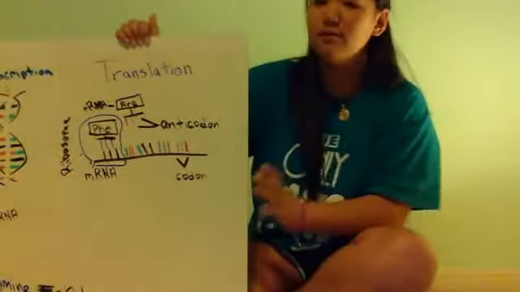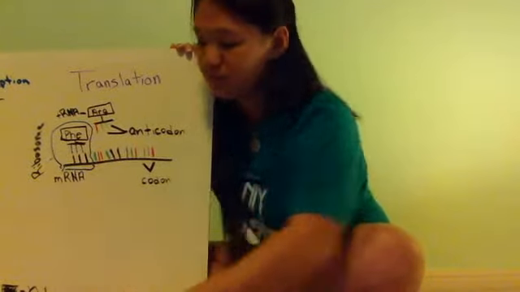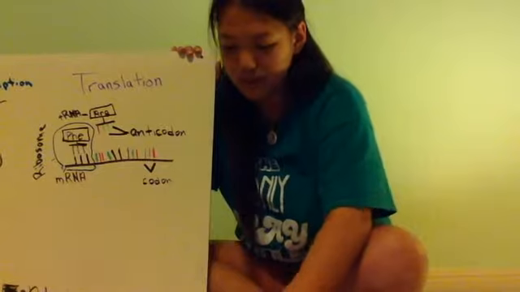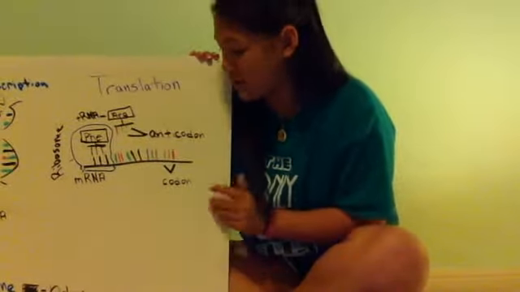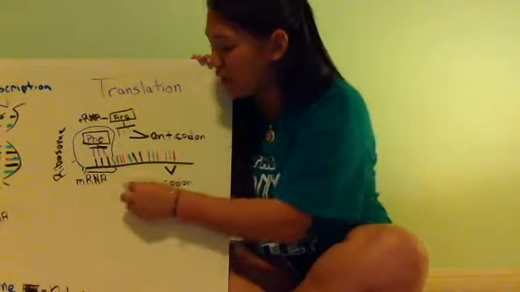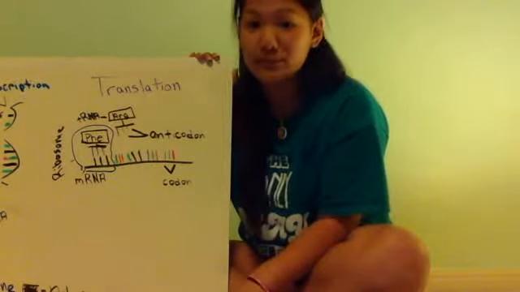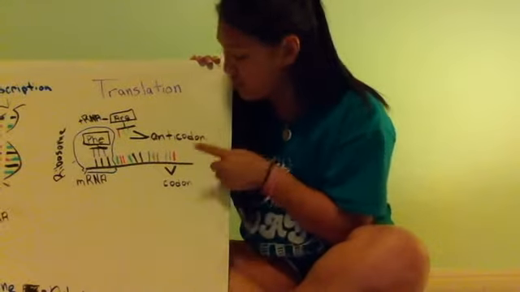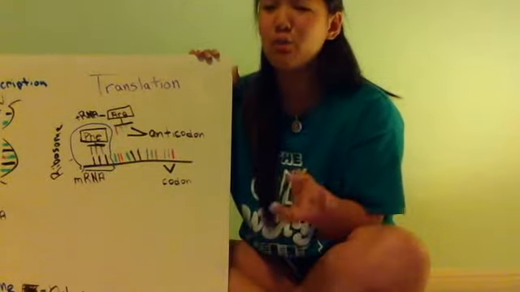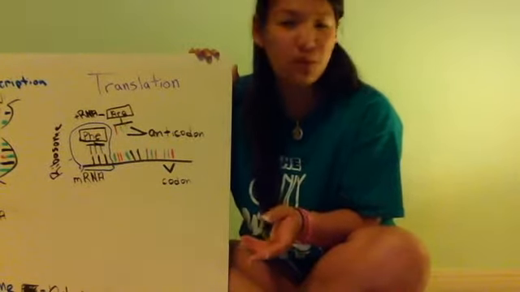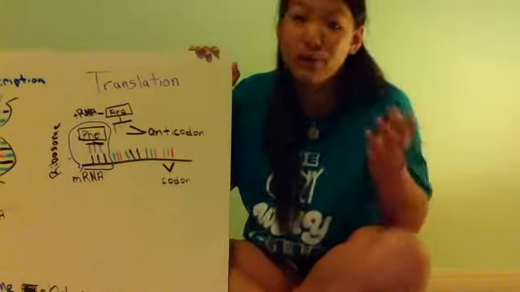Next up, we have translation. After we go through transcription, we're going to go into translation. As you can see, we have our mRNA down here, this little strand right here, messenger RNA. I will explain that after. We have our codons, which are these three prongs, and I know they're not actually prongs, but I drew them to where they look like prongs, and it makes sense to me. So that's how I remember it.